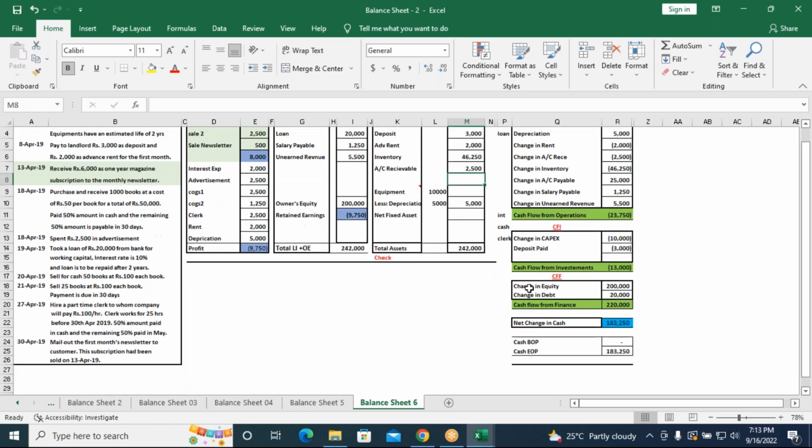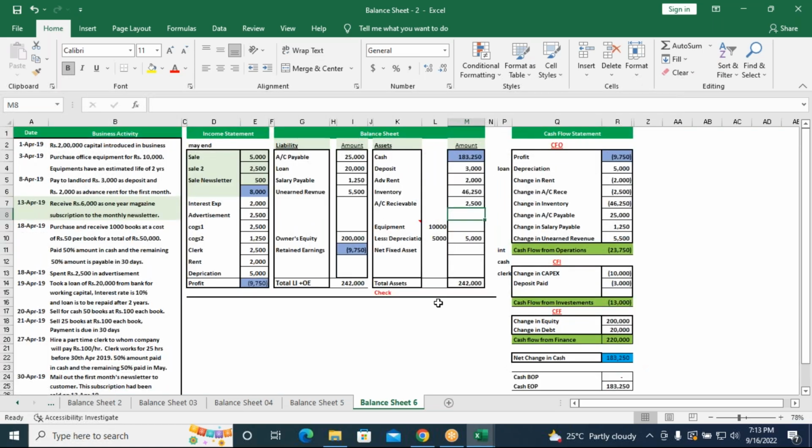Girls, so we have sorted it out. So we are getting the amount properly. So did you people try this?